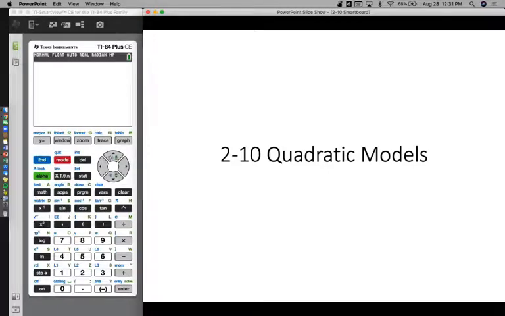This is lecture 210 on quadratic models. We are using the student note packet. Page 19 is where you'll take the notes for this lecture.